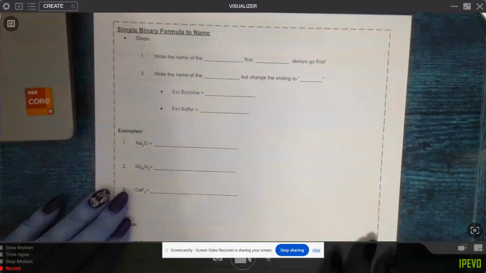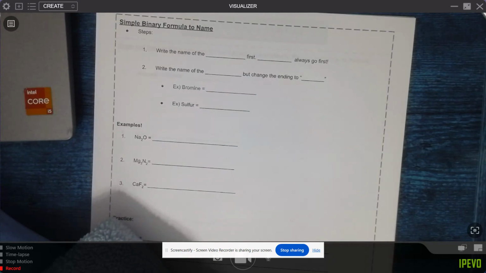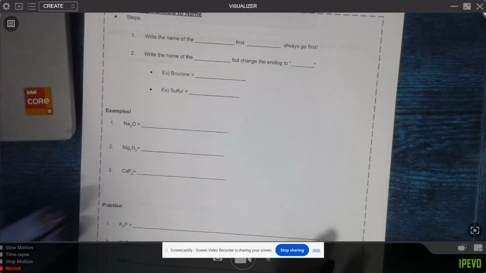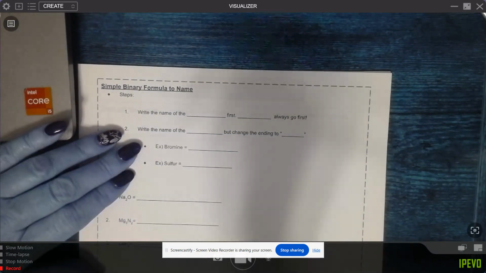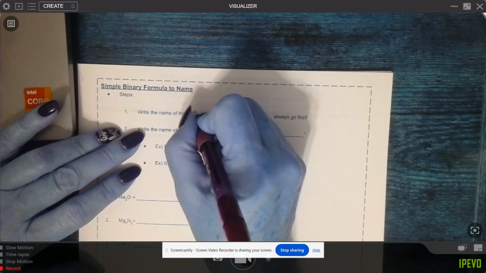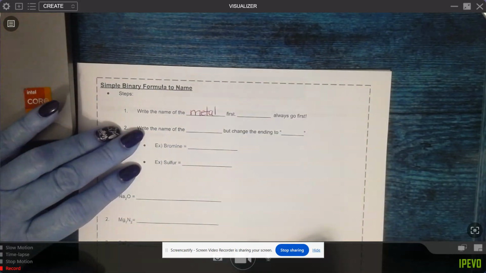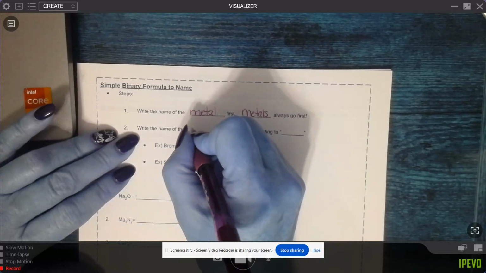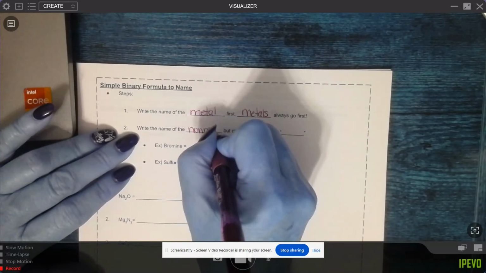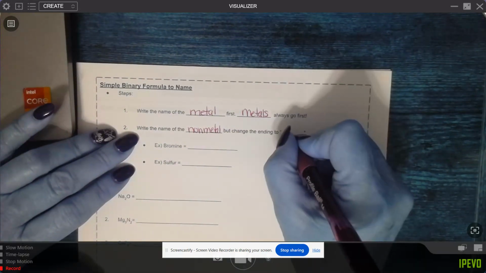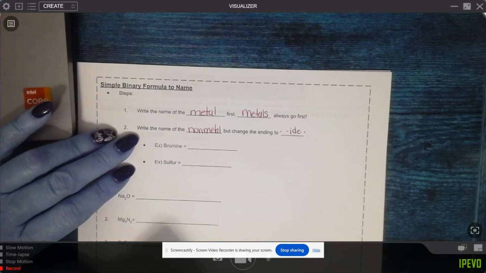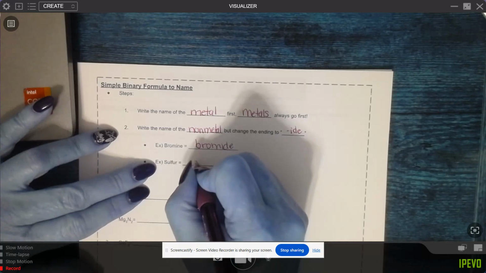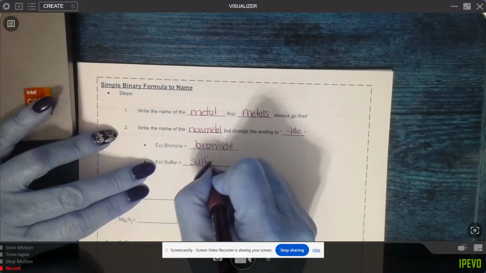We're going to flip over to the next page, and we're going to talk about how we go from a formula to a name. The first thing you do, you write the name of the metal. The metal always goes first. Then you write the name of the nonmetal, and you change the ending to IDE. For example, bromine is going to be bromide. Sulfur is going to be sulfide.